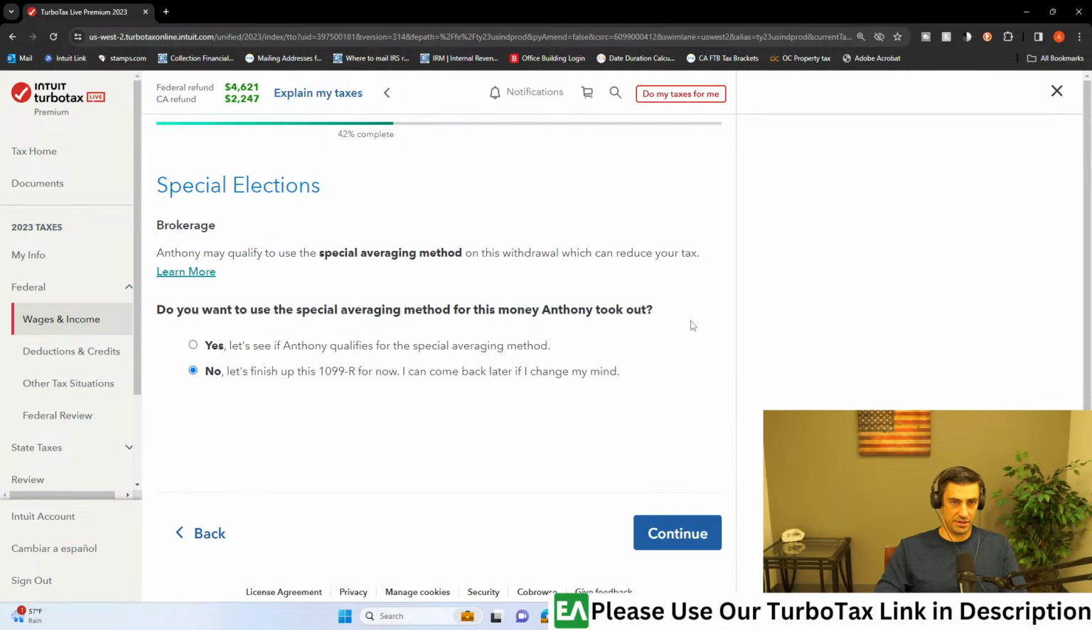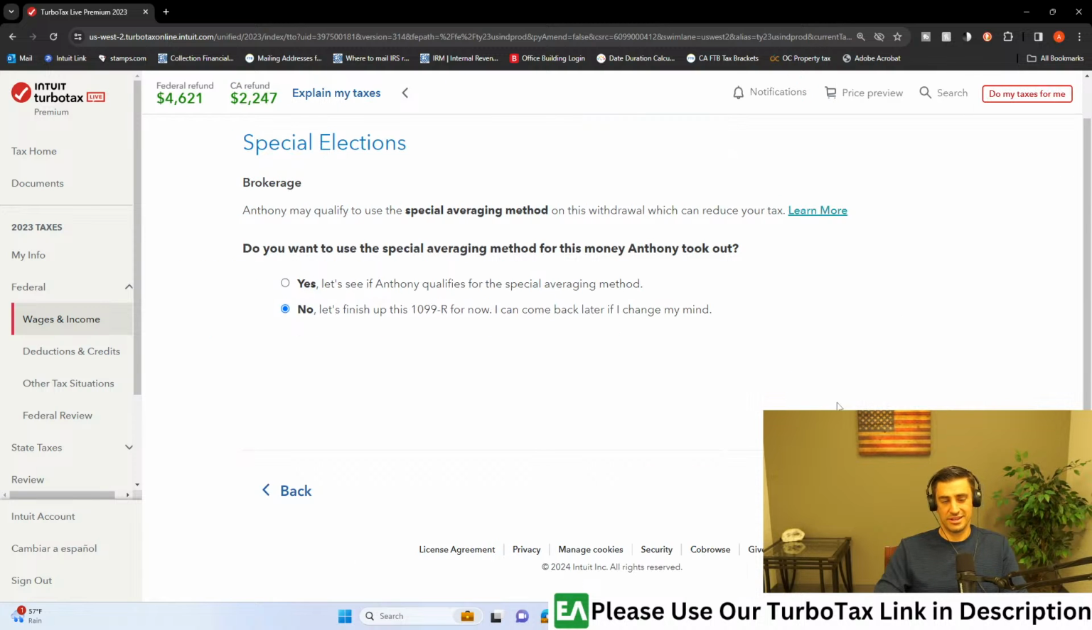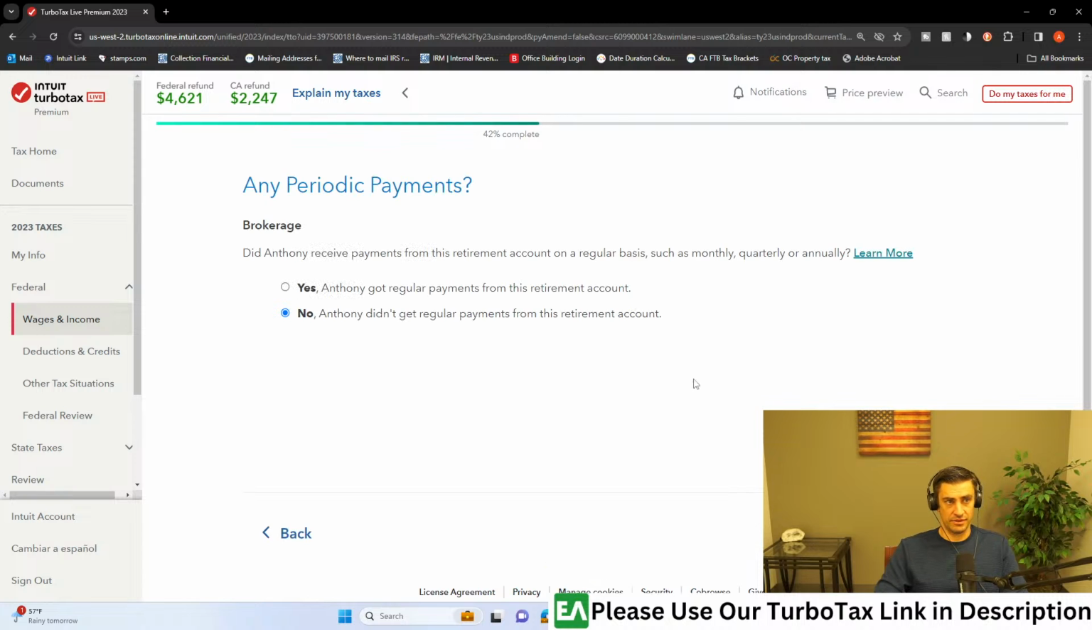What is a special averaging method? TurboTax? Lump sum, if you have a distribution code A, reporting this lump sum distribution, then you may have qualifying distributions here. How do I qualify? So obviously we don't have an A here. That's actually a rare instance when we do have a code A there. Box 1, code G, or 7 are generally like common ones. Code 4 is another common one as well. But we don't have those. Okay, here we go. Any periodic payments, we're going to say no.